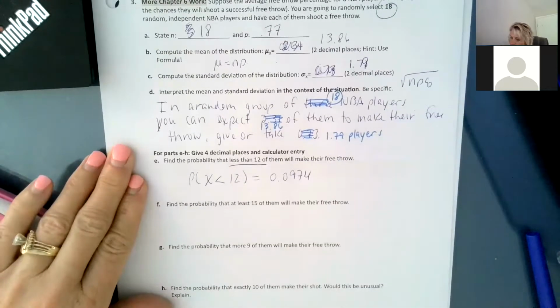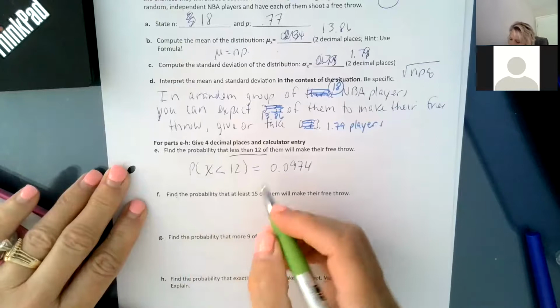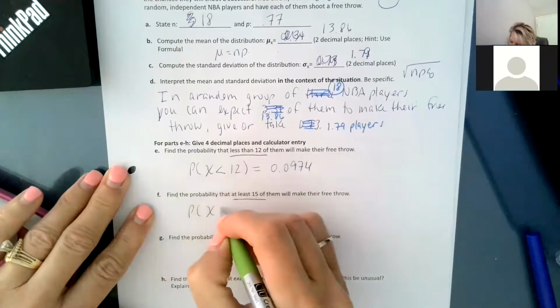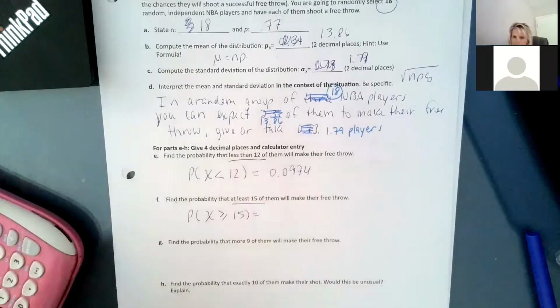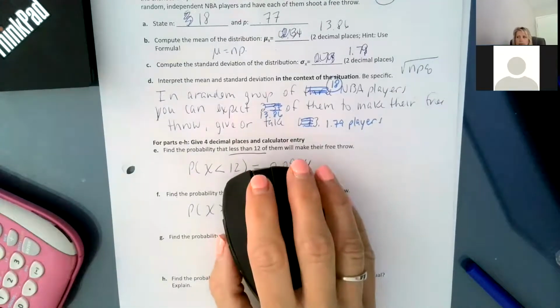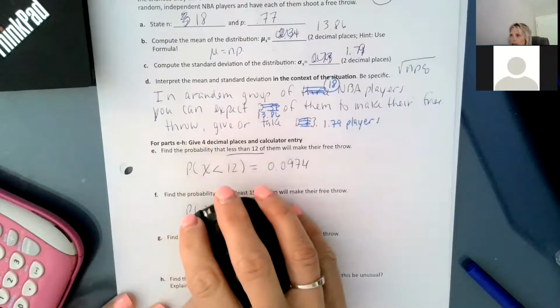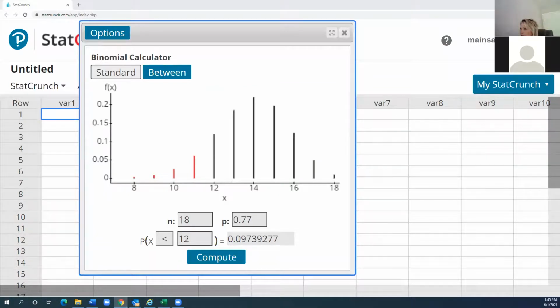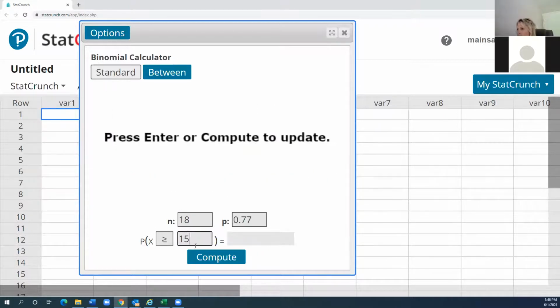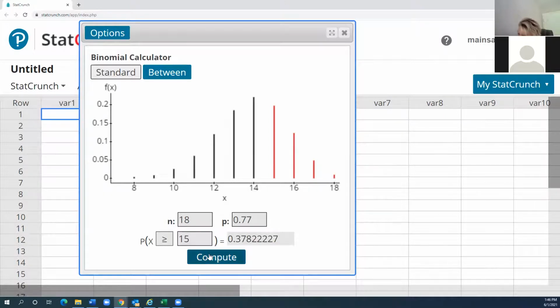Okay, so now that we got that straightened out, it says find the probability that at least 15 of them make their free throws. So at least is going to be greater than or equal to 15. So 15 and beyond. So 15, 16, 17, or all 18 of them. So back here to StatCrunch. Greater than or equal to 15, 0.3782.